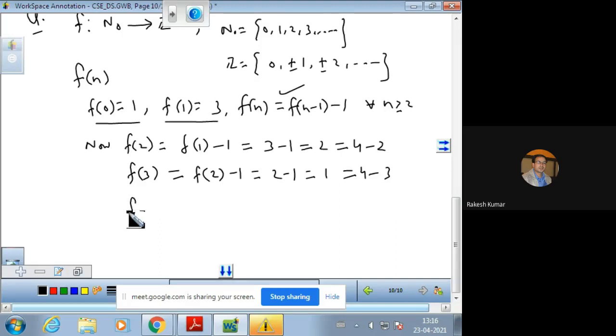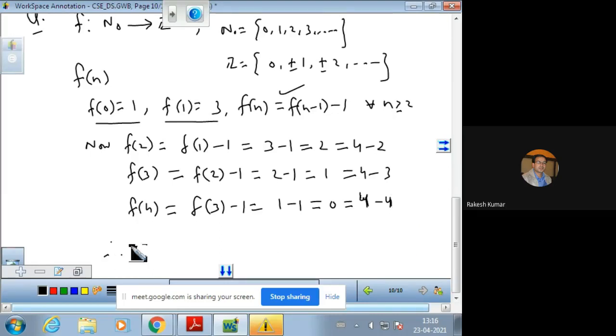Similarly, we can calculate f4. For f4, putting n equal to 4 here, you will have f3 minus 1. So f3 is 1, and that minus 1 comes out to be 0, and again write it in pattern form: this is 4 minus 4. Just see, we are trying to form a pattern.